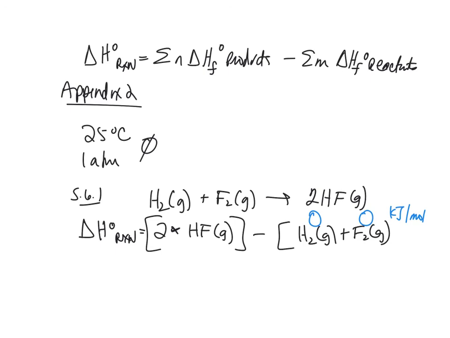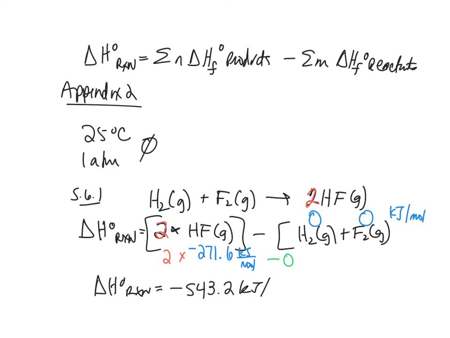Now HF, though, is a compound, and it's not going to be that case. So let's look up HF. I see that HF is negative 271.6 kilojoules per mole. And so you have the 2 here, so you've got to multiply it by 2. And then this is minus 0. And so when you do the math on that, that should come out to be delta H of reaction equals negative 543.2 kilojoules per mole.